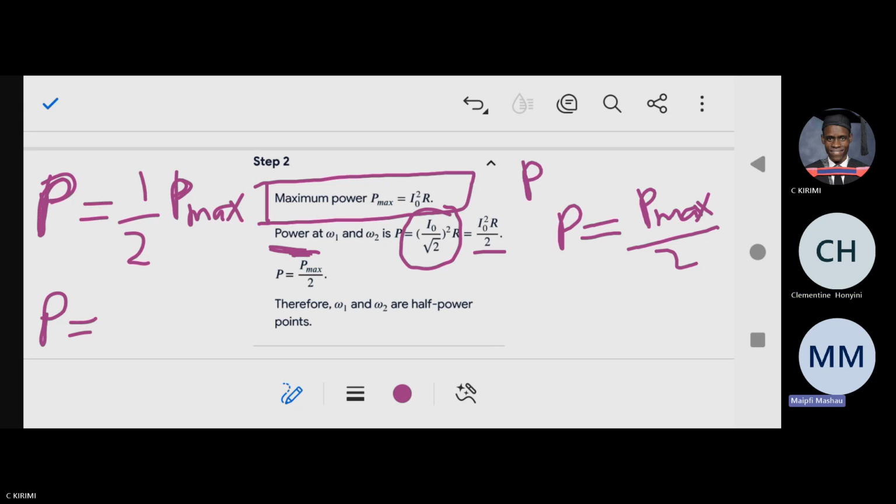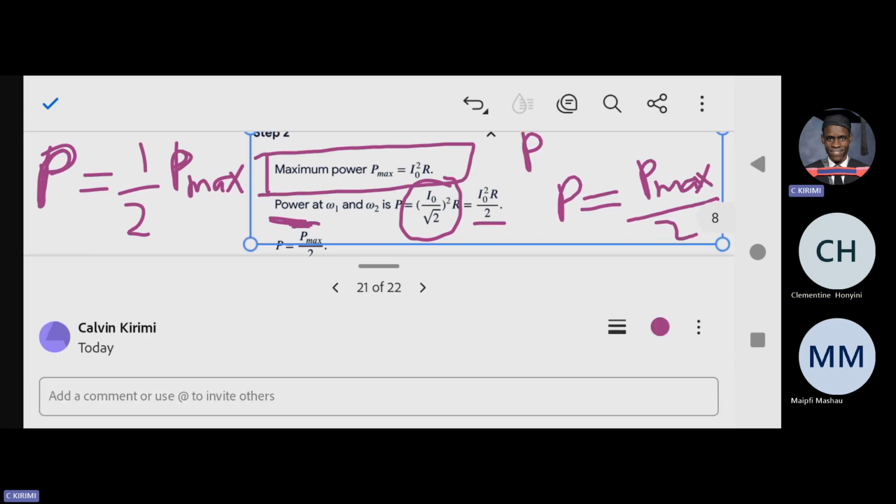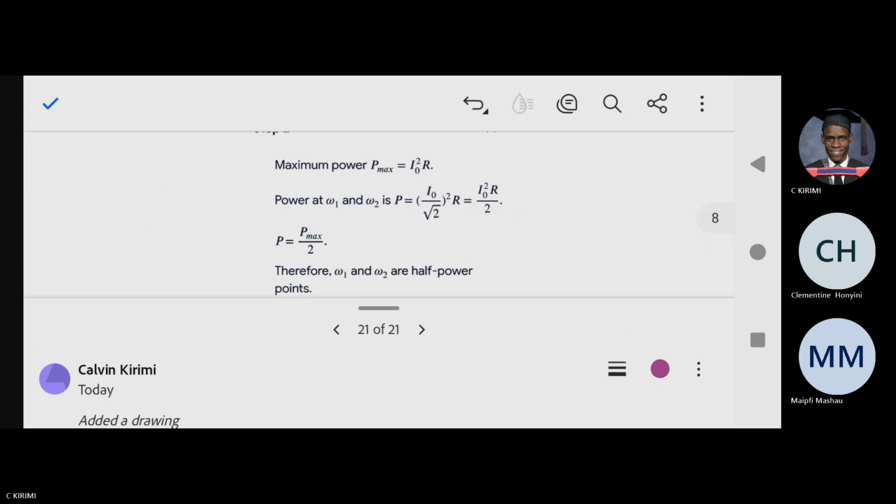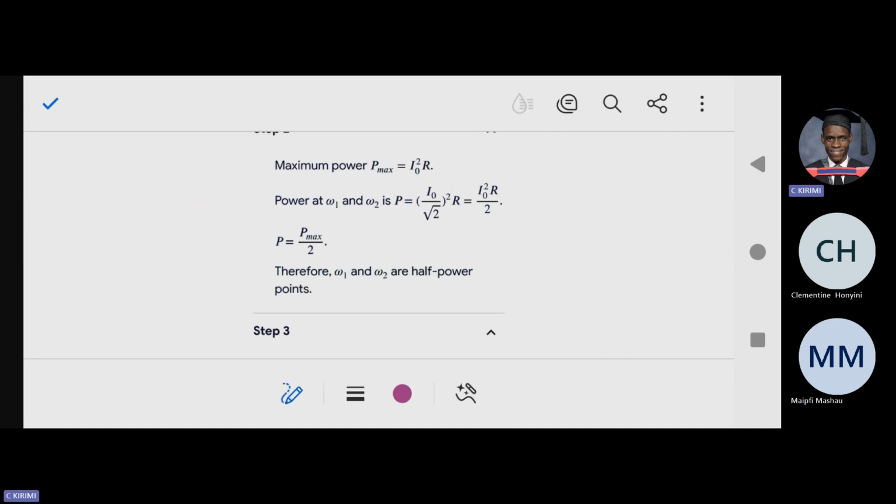I'll just have to do that again on my own. So first we are starting with the definition of the maximum power point. And the power at W1 and the power at W2 is given by that formula. So first know the power at W1, know the power at W2. So first thing that you are going to write, what is the maximum power point? It's given by that. What is the power at W1 and W2?